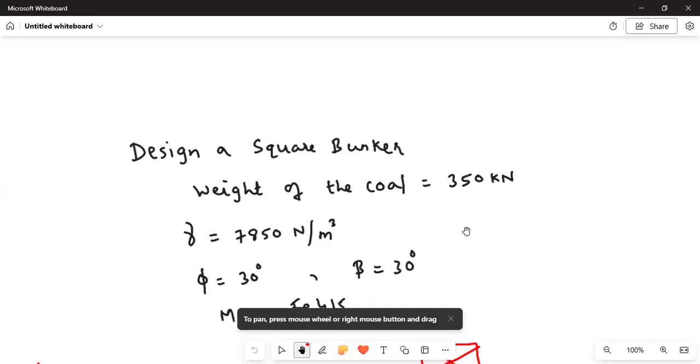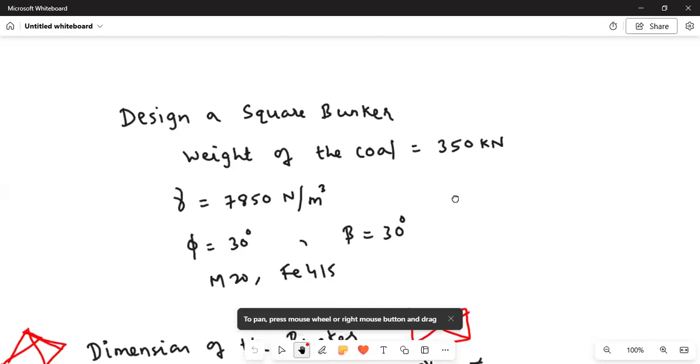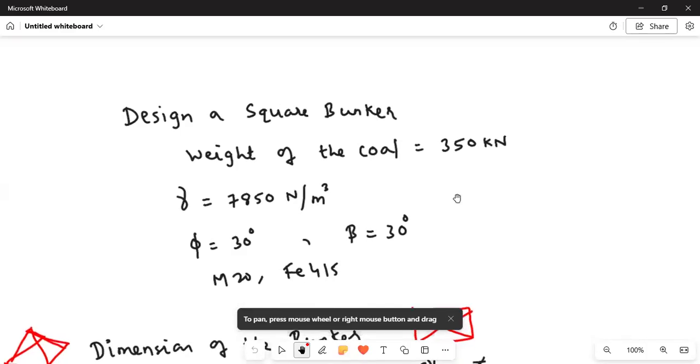Okay, we have started the discussion. Yesterday, we started the discussion on the design of a square bunker. We will do that today. In the problem, they have given the weight of coal, that is 350 kilonewton.